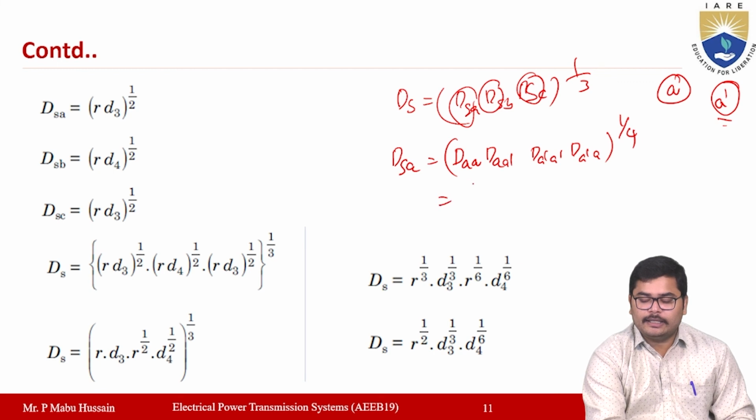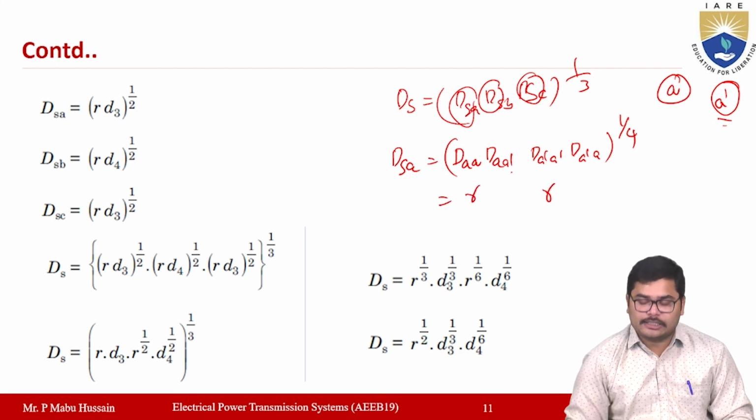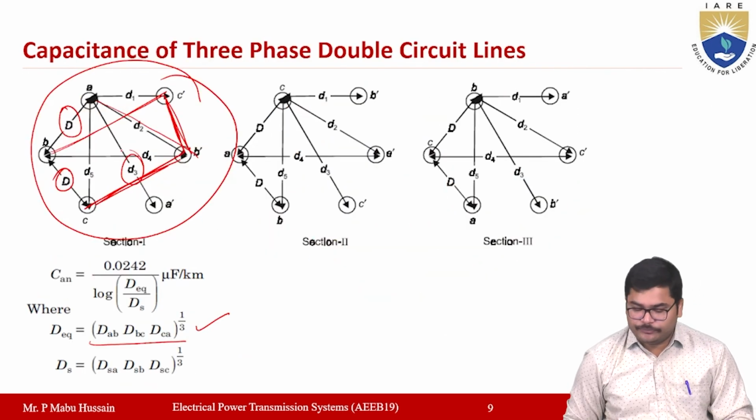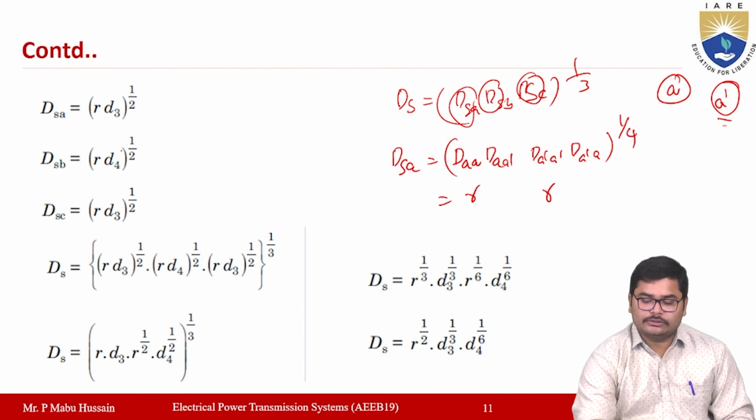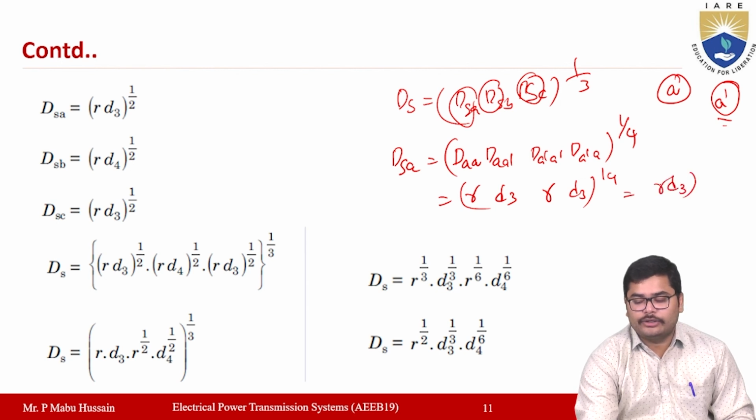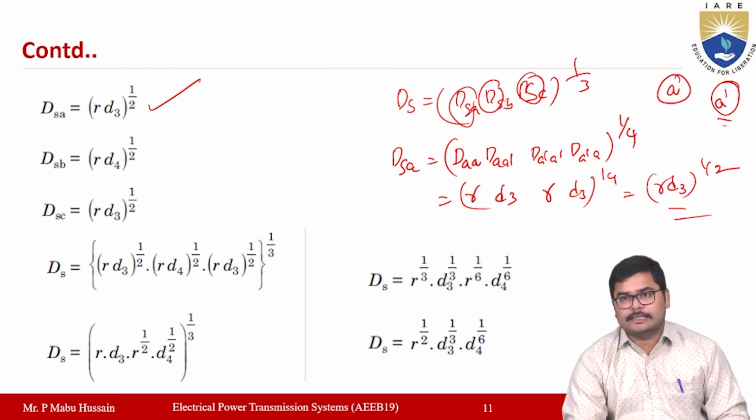DAA is R, DA dash A dash is also R, and the distance from A to A dash you have to write from the diagram. The A to A dash distance is D3 here. So this value is D3 whole to the power of 1 by 4. If you calculate it, you will get R into D3 whole to the power of 1 by 2. So this is about the DSA.